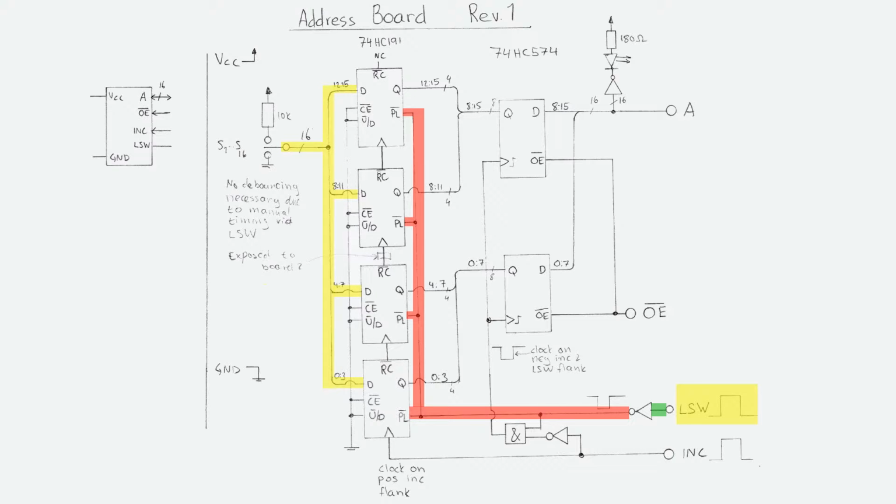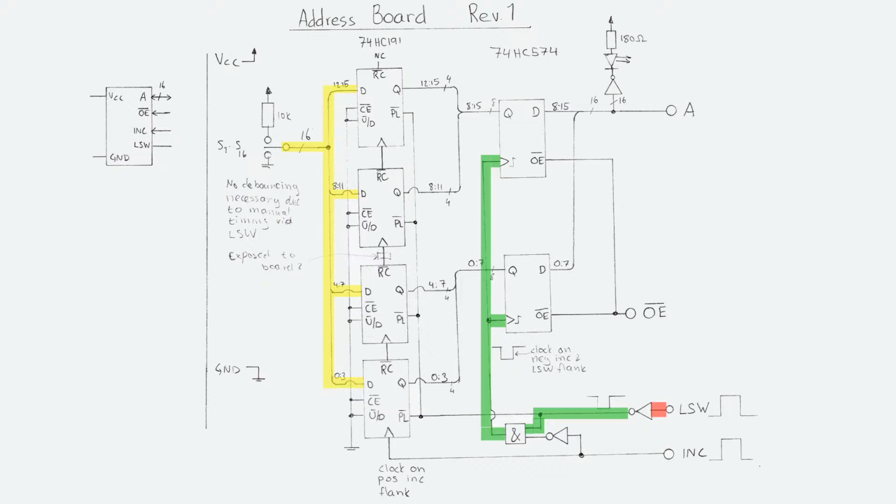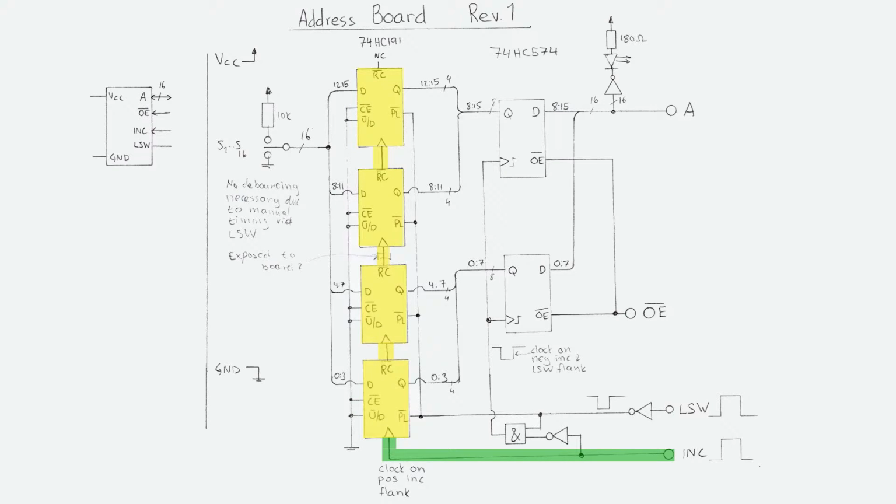When the LSW signal goes low again, the logic makes sure that there is a positive flank on the clock input of the two 8-bit registers. This causes them to store the value of the adders, which previously was the value of the switches. If the output enable signal is activated, this will then be the value driven on the bus. When the INC pulse arrives, it goes into the adder cascade, and thus the value stored in the adders will be incremented by 1. When the INC signal goes low again, the logic makes sure that the registers store the adder values in the same fashion as in the LSW case.